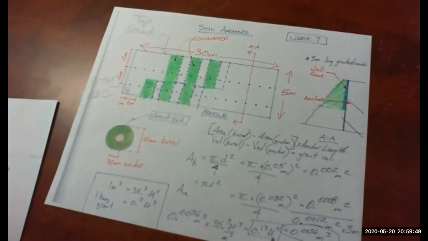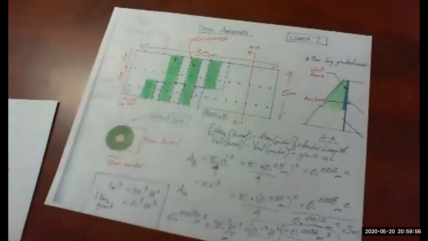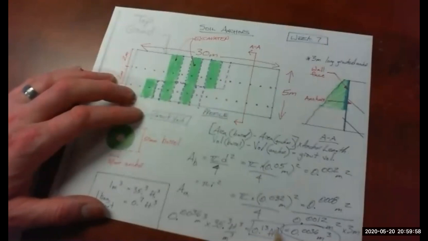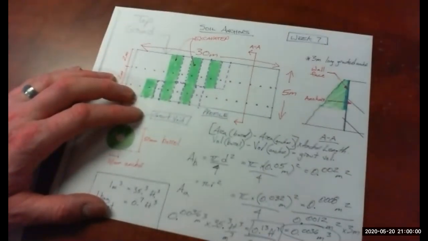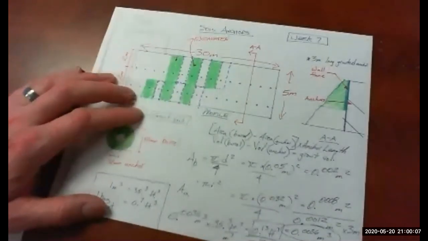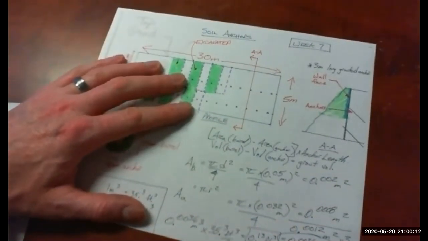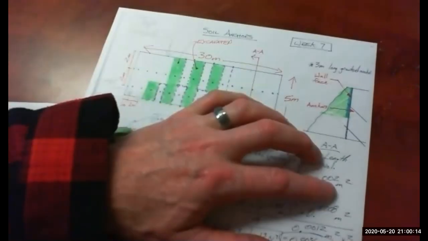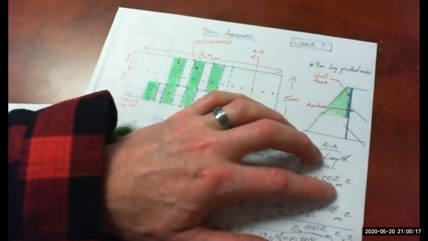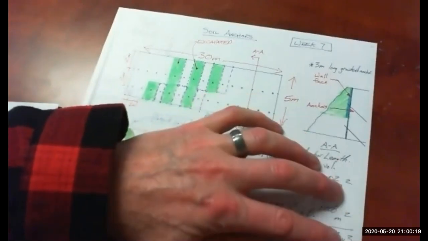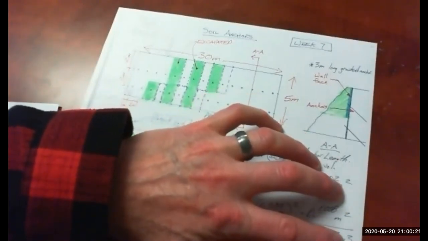So how many bags is that? So 1 bag is 0.7. So we simply go the cubic feet divided by 0.7 cubic feet per bag will give us the number of bags. So 0.13 divided by 0.7. So we need 0.19 bags per anchor.